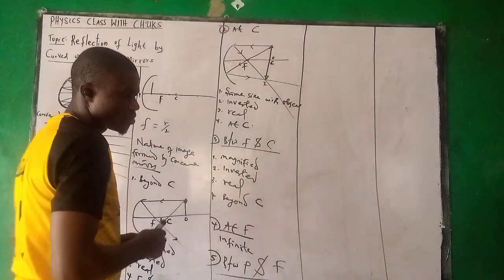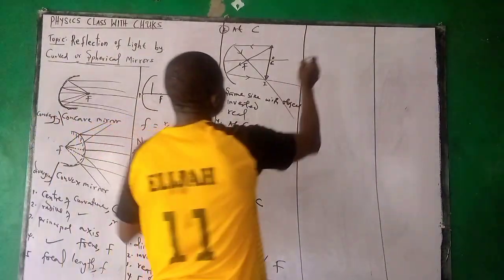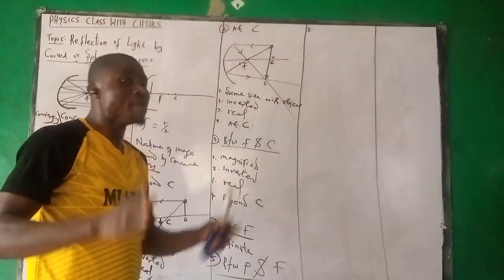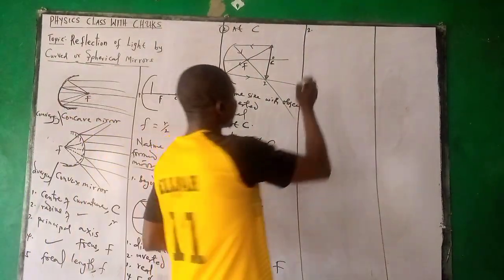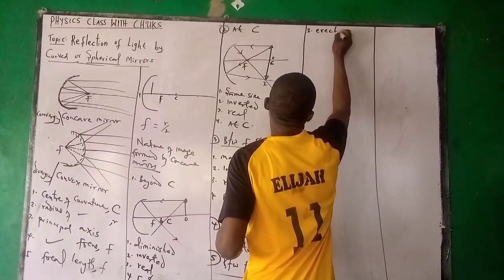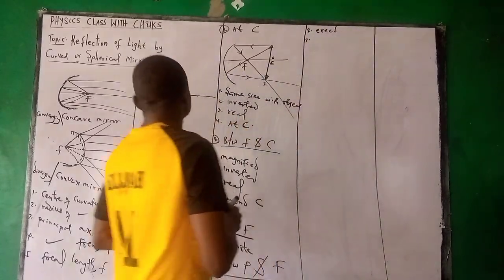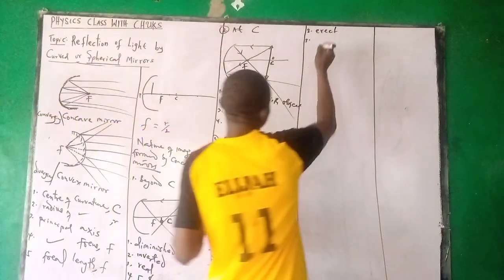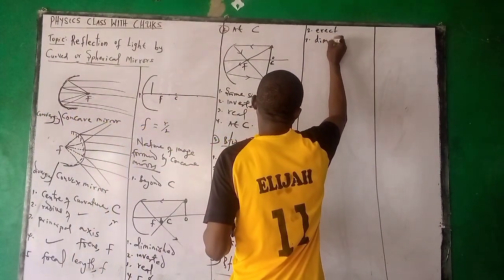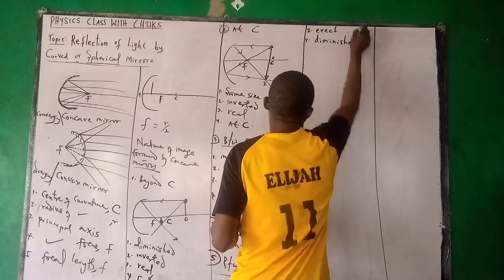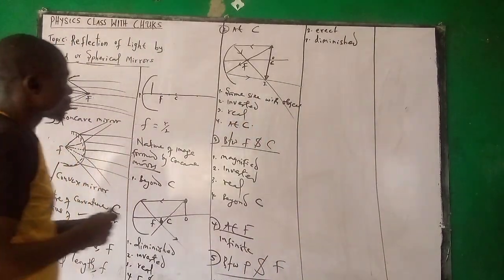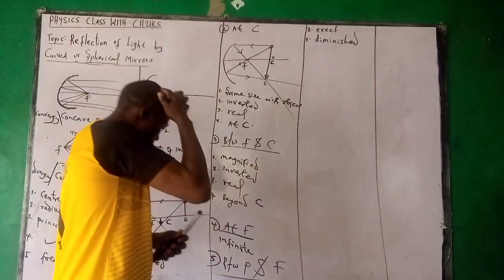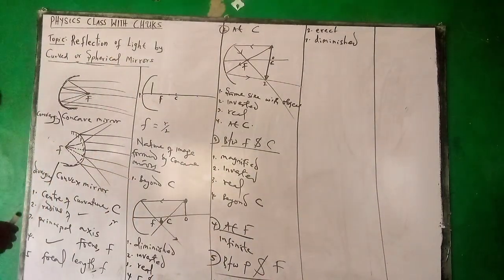So that kind of image is virtual, not real. Number two, that kind of image will be upright. It will be erect. It will not be inverted again. Number three, that image will be smaller than the size of the object, so we call it diminished. Get it now? When we see the image inside the mirror, we are trying to see inside the mirror.